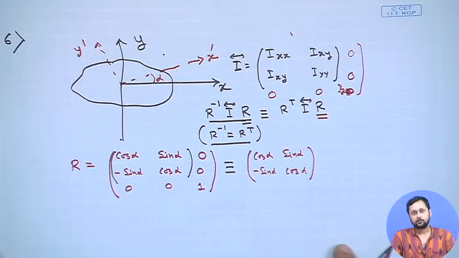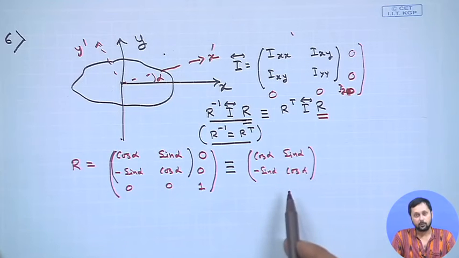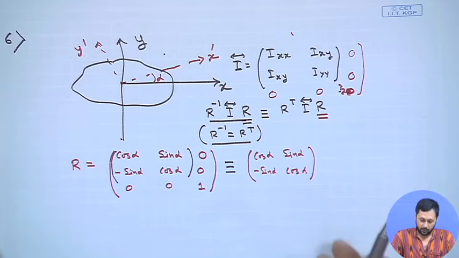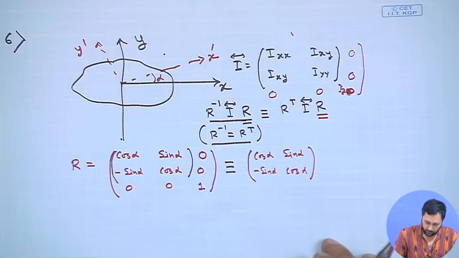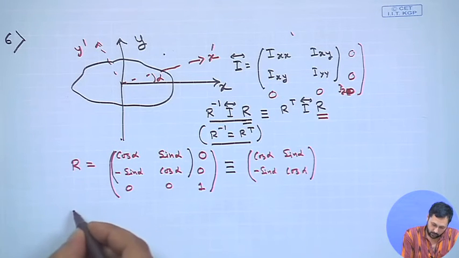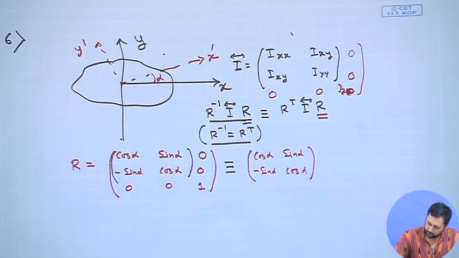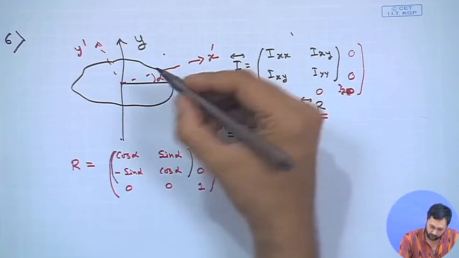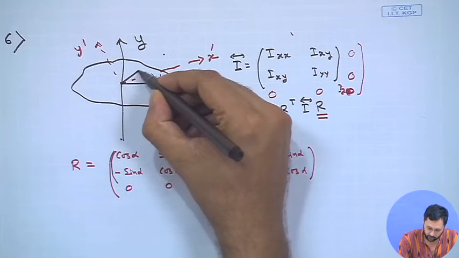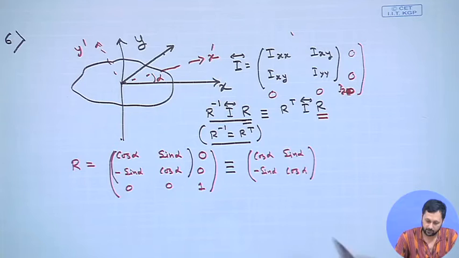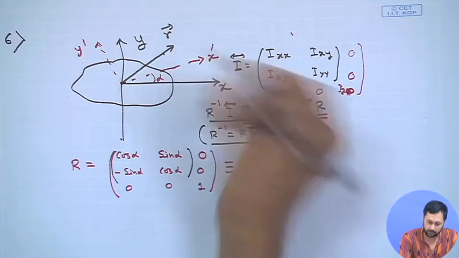Now, how do you prove that this is the proper rotation matrix? Okay. Let us look at it this way. If we have a vector in this coordinate system, for example, the vector was this, right? So we have some vector, position vector r, let's say.